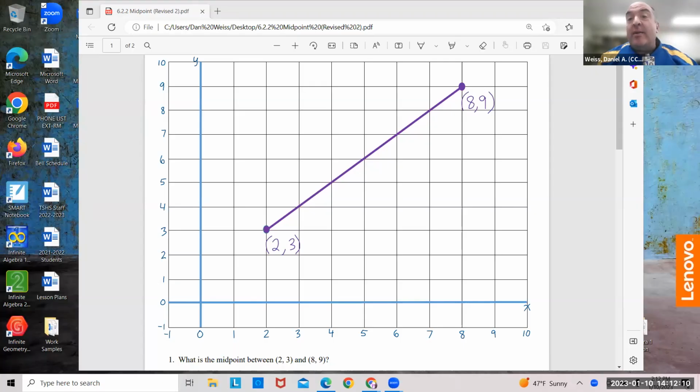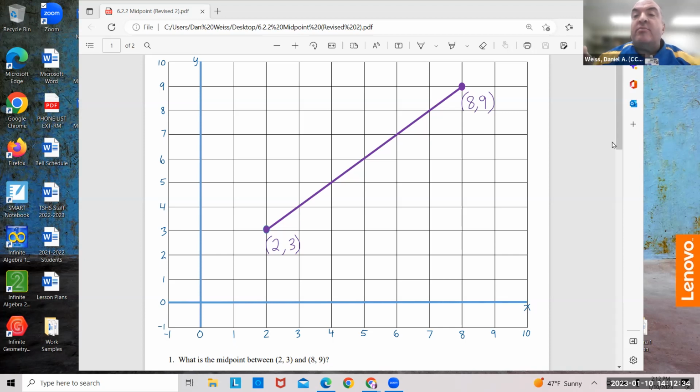Well, today I'm gonna talk to you about midpoint. Okay. Here's how it works. What is the midpoint between the points 2, 3 and 8, 9? Now, would you agree that midpoint means middle, right?